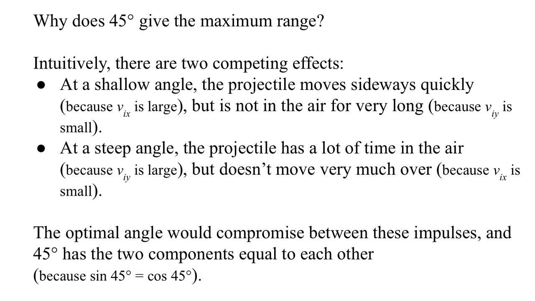Why does 45 degrees give maximum range? Intuitively, there are two competing effects. At a shallow angle, the projectile moves sideways very quickly, because Vix is large, but is not in the air for very long, because Viy is small. At a steep angle, the projectile has a lot of time in the air, because Viy is large, so it hangs a long time, but doesn't move very far over because Vix is small. The optimal angle will compromise between these two impulses, and 45 degrees has the components equal to each other. Rest assured that this can be proven, and in fact we will prove it next time.